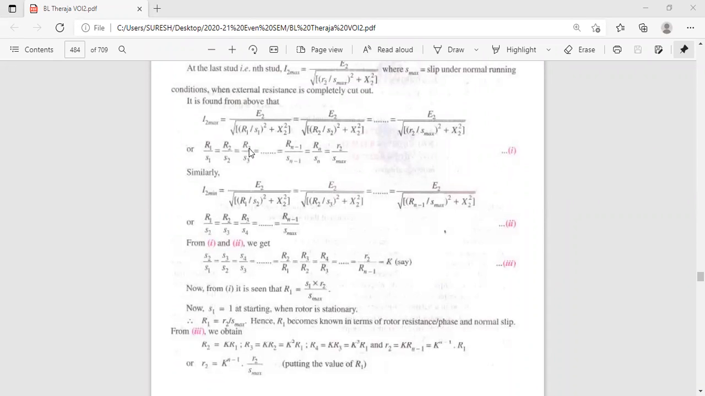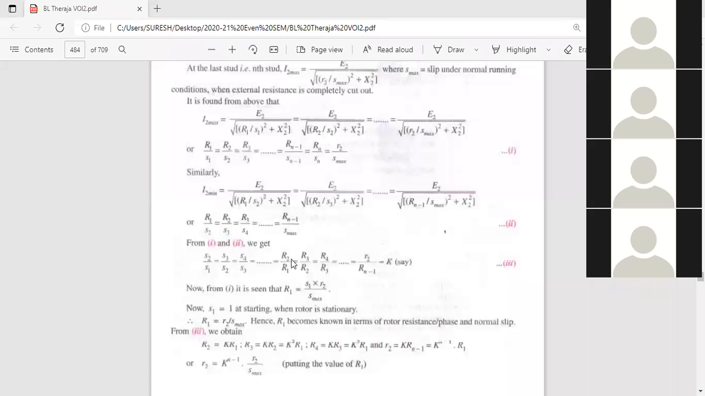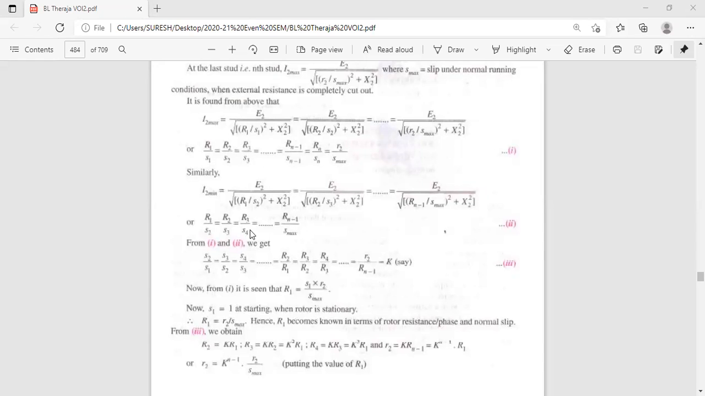Now compare R3 by S3, R2 by S3. Wherever S3 is there, compare these two. S3 you cancel. What is left out? R3 by R2. Now S4 terms. Here R4 by S4, R3 by S4. S4 you cancel. You will get R4 by R3. Is it okay? Yes, sir.